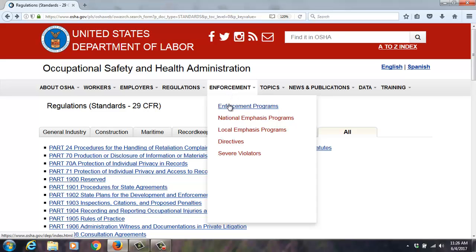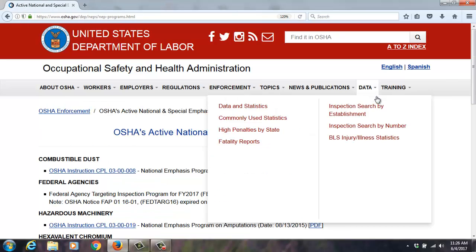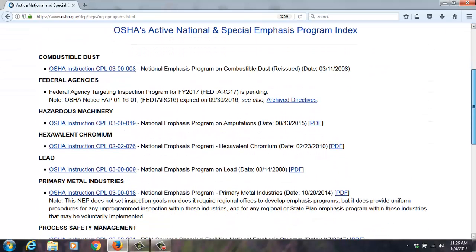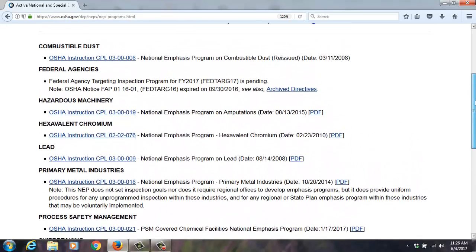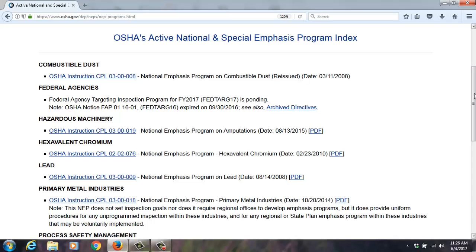For enforcement, there are enforcement programs. Let's look at the national and local emphasis programs. The reason why I point this out to my students is they need to know what these are. There are like 10 of them or something. One type of inspection that compliance does is planned programmed, which are the wall-to-walls.